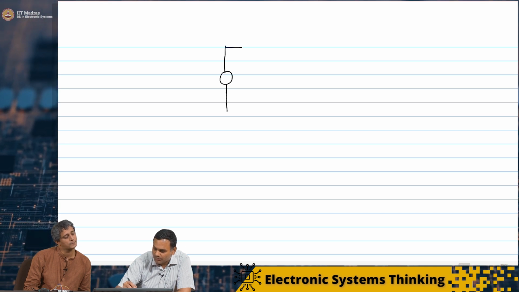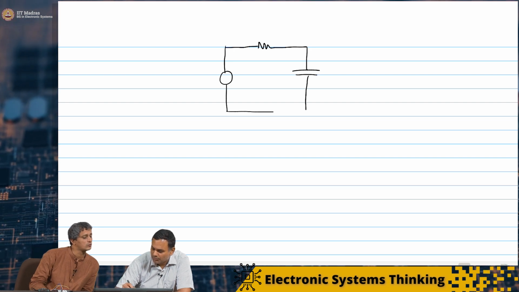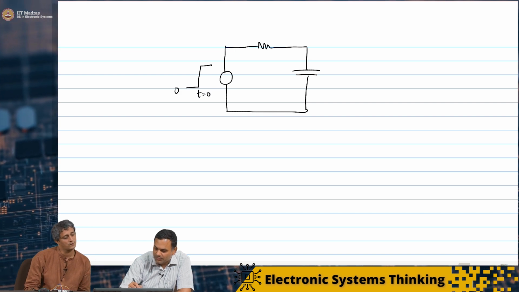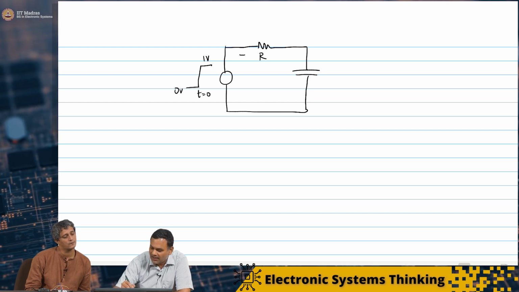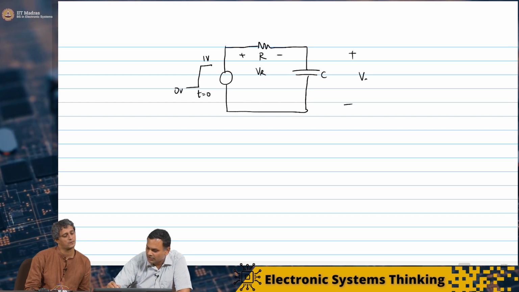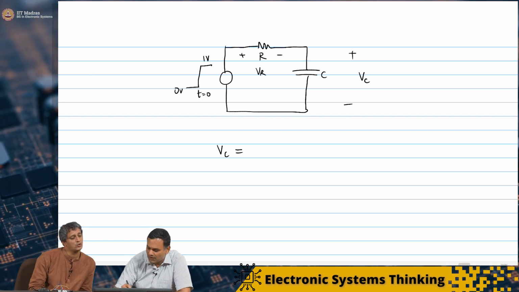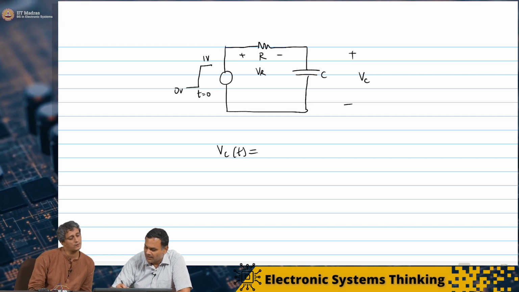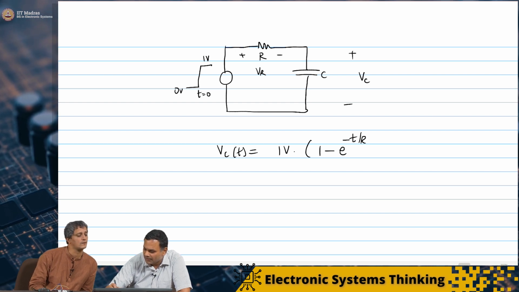So let's say that we are putting in a step input. My input is a unit step. At t equal to 0, it goes from 0 to 1 volt. This is V in. This is R, and the voltage across it is VR. This is C, and the voltage across the capacitor is VC. For this, we found VC of t was in fact 1 volt times 1 minus e power minus t by RC.